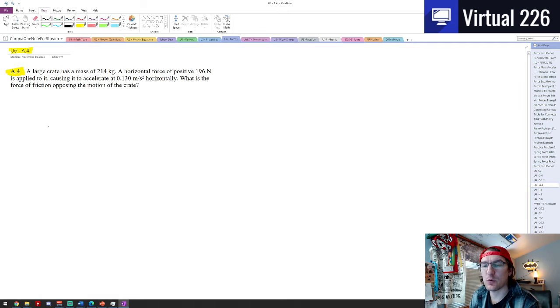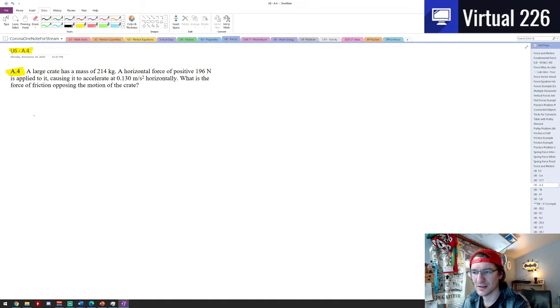Hey, we're back into Unit 6. We're finishing the last problem from the C1s. This is A.4. In it, we've got a large crate with a mass of 214 kilograms, and a horizontal force of a positive 196 newtons is applied to it, causing it to accelerate at 0.13 meters per second squared, horizontally. What's the force of friction opposing the motion of the crate?